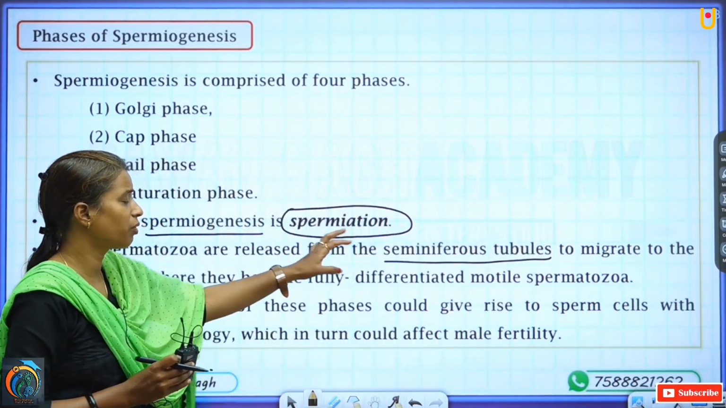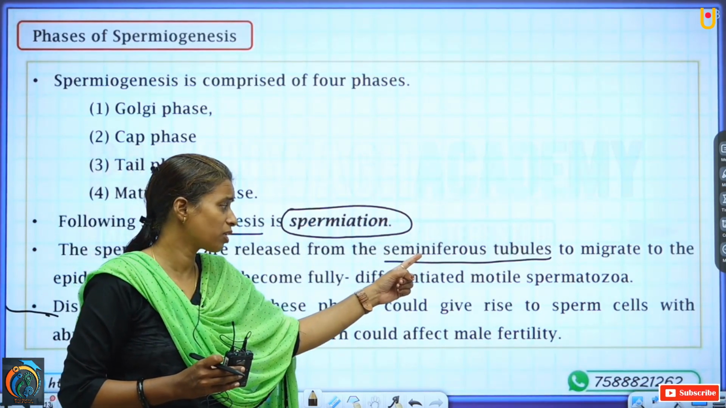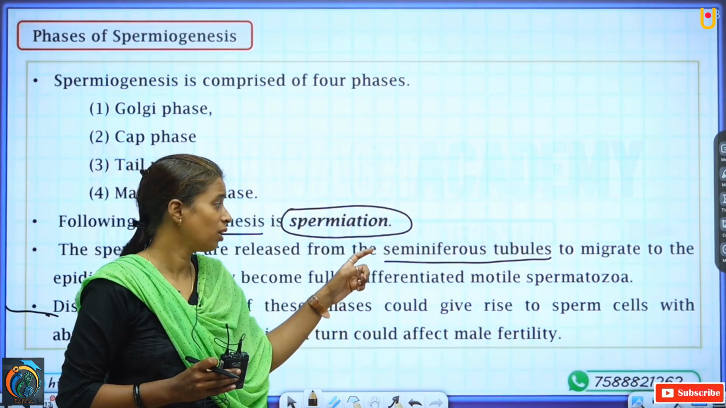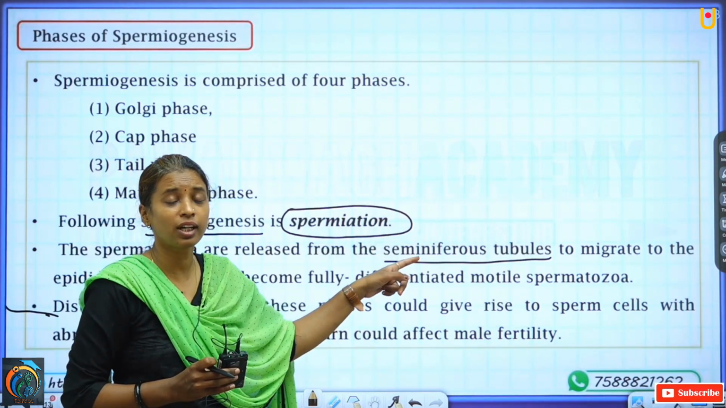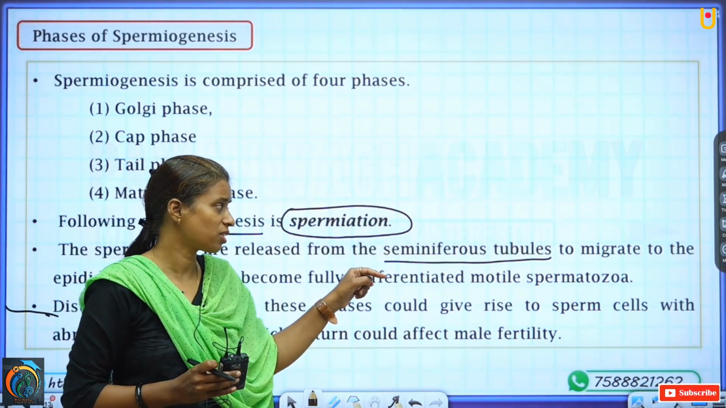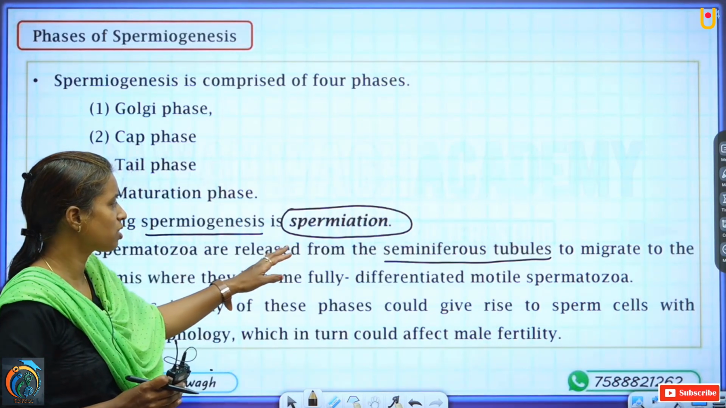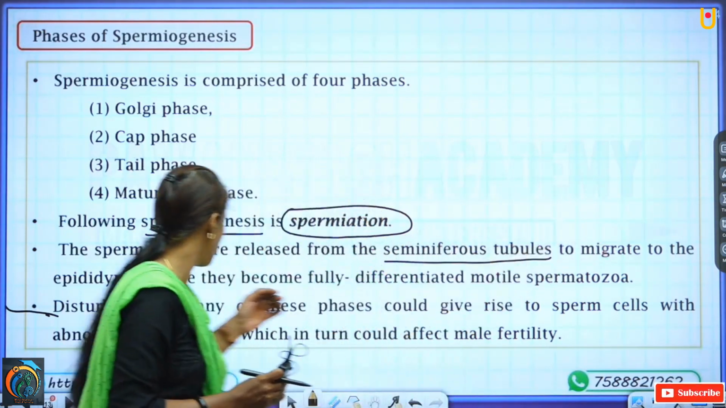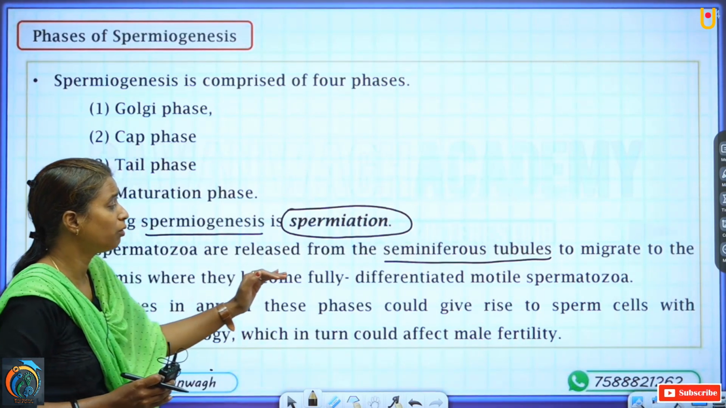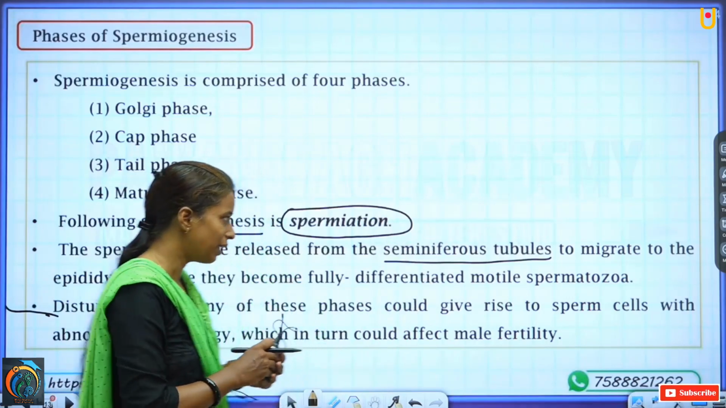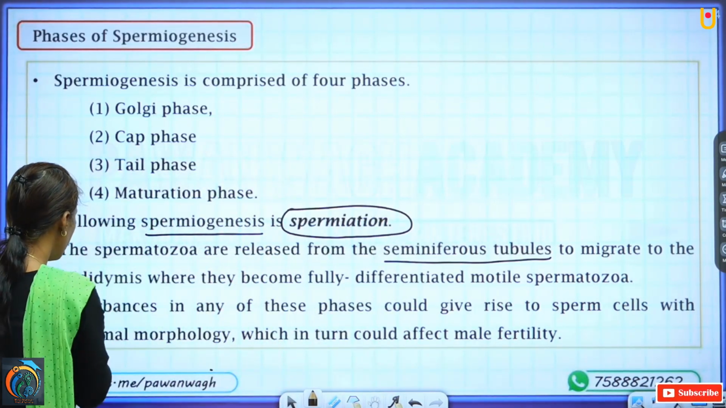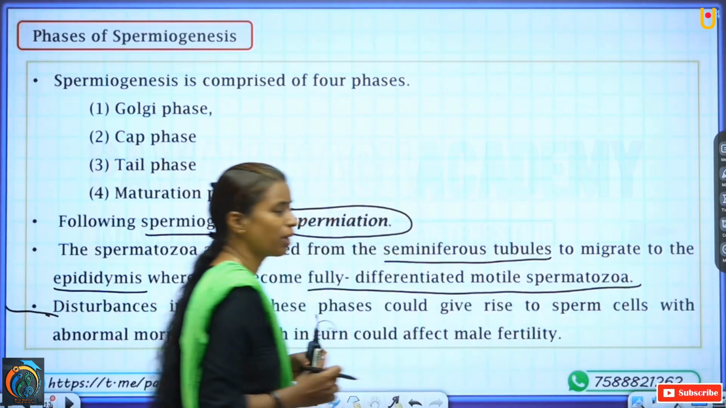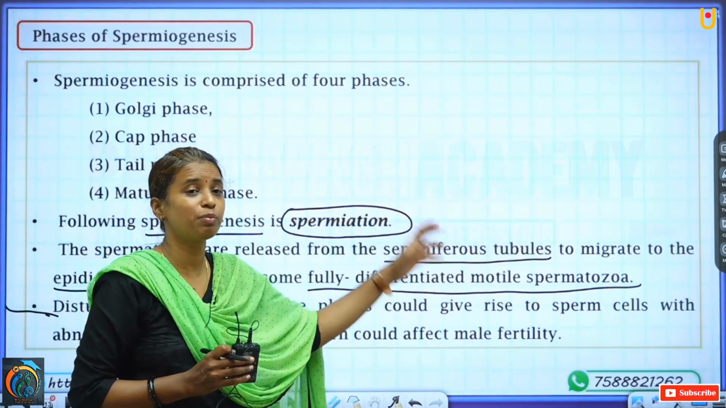In the lining of the seminiferous tubules, there is a lining of germinal epithelium cells, and in that germinal epithelium, primordial cells are present, and in between them nurse cells are present. We call them Sertoli cells. When the spermatozoa are released from the seminiferous tubule, they have to migrate. They migrate towards the epididymis, where they become fully differentiated motile spermatozoa, and here we can call them a sperm.